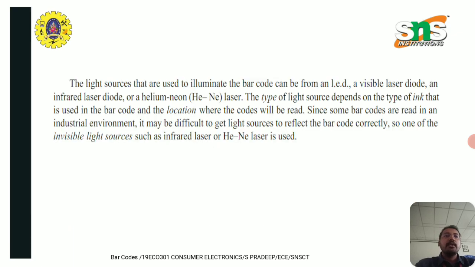The light source that is used to illuminate the barcode can be an LED, a visible laser diode, an infrared laser diode, or a helium neon laser. The type of light source depends on the type of ink that is used in the barcode and the location where the codes will be read. Since some barcodes are read in an industrial environment, it may be difficult to get light sources to reflect off the barcode directly and correctly. So one of the invisible light sources such as an infrared laser or a helium neon laser is used.